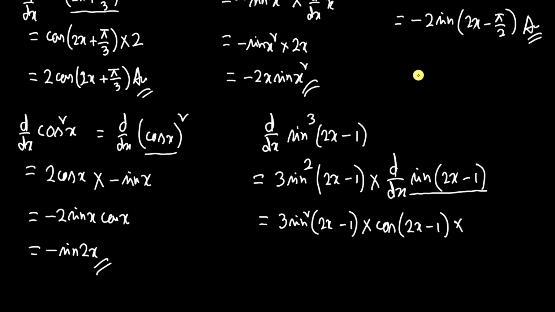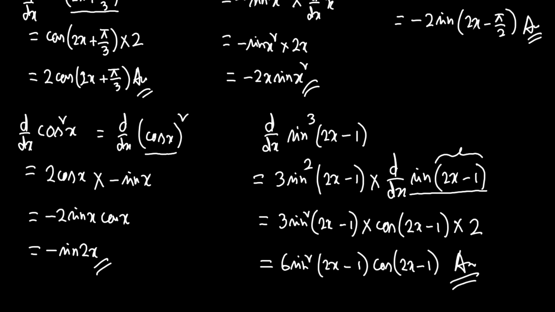We are going to apply the chain rule here. 3 steps we need to apply. Now we differentiate that part, and if we differentiate 2x minus 1, we get 2 only. So now simplify and write the final term: 6 sin squared (2x minus 1) cos(2x minus 1). This is our answer. We can also write it in a more simplified form, but we can leave our answer right here.